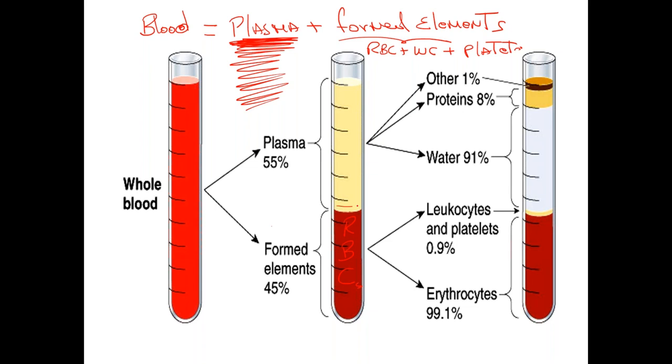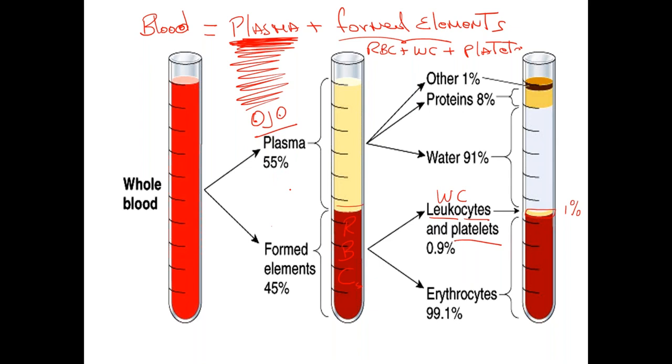In the midpoint here, we have the white cells and platelets. Leukocyte: leuko means white, cyte means cell. It's the same as saying white cells, and here we have the platelets. How much do they represent? About 1%.